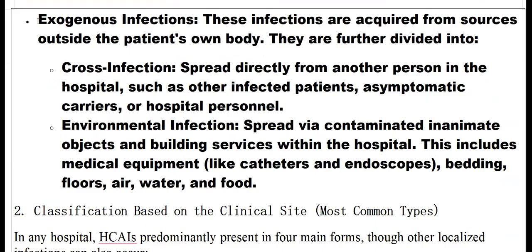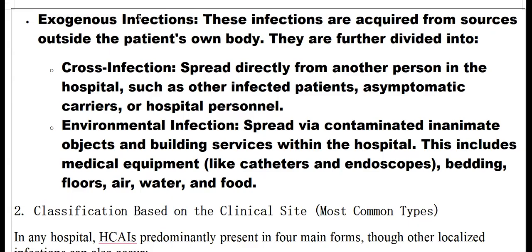Exogenous infections. These infections are acquired from a source outside the patient's own body.